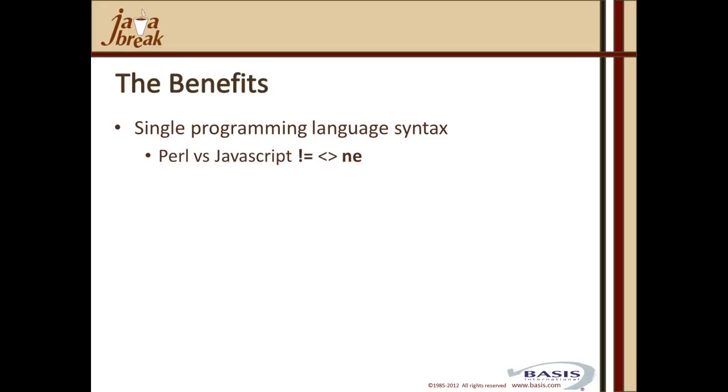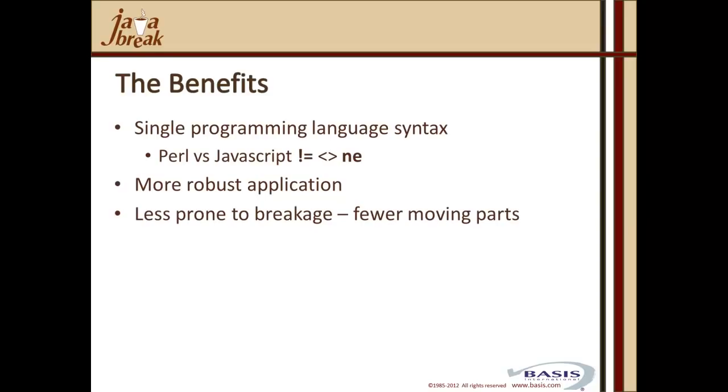We had a single programming language syntax. For example, it's very easy to get confused when programming in different languages when the not equal to sign may be the same for only a portion of the implementation in the language. With Perl and JavaScript, for example, in the one case it applies to both strings and numerics. In the other case, we actually have to use the NE syntax to compare strings. We ended up with a far more robust application, less prone to breakage, fewer moving parts, just one language to look after. Very much more simple and inexpensive to test and debug.